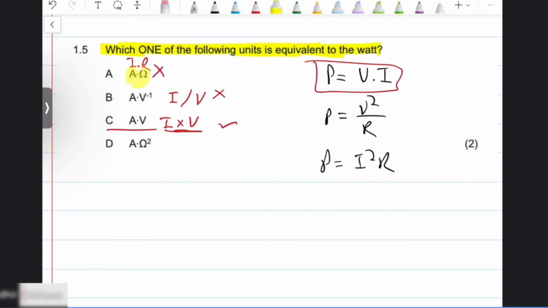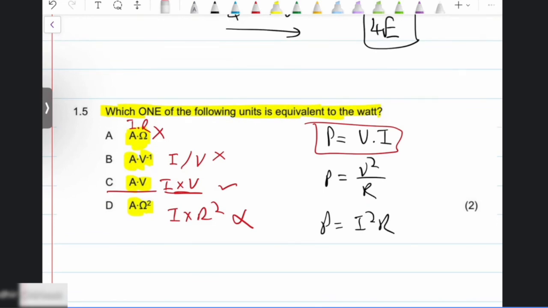This is amps, this is ohms, this is amps, this is volts, this is amps, this is volts, this is amps, this is R squared. Now, D could also be the right answer here. Oh, no, D can't be the right answer. Sorry, guys. This is I times R squared. It's not correct. It's supposed to be I squared R. So that's why C is the only correct answer.